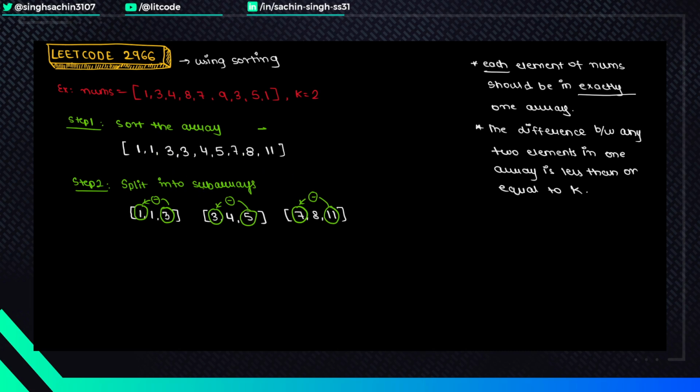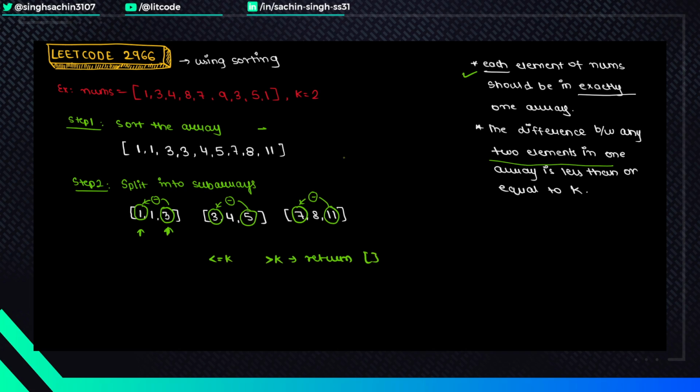Next my task is to divide them into subarrays. If you remember, the condition is that each element of nums should be in exactly one array, and the difference between any two elements in one array is less than or equal to k. To check this, we can pick the first element and the last element of the subarray, subtract them, and check if the difference is less than or equal to k or not. If it is greater than k, then we can simply return an empty array.